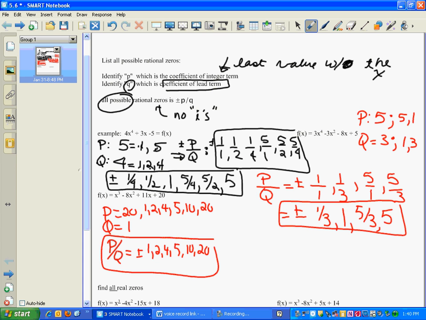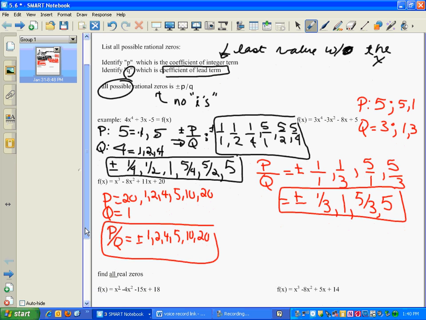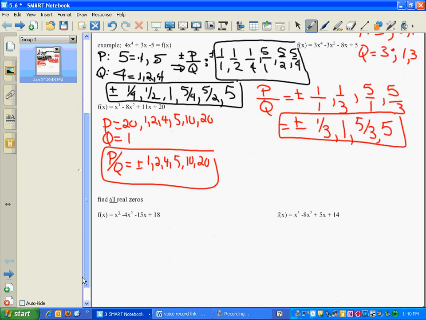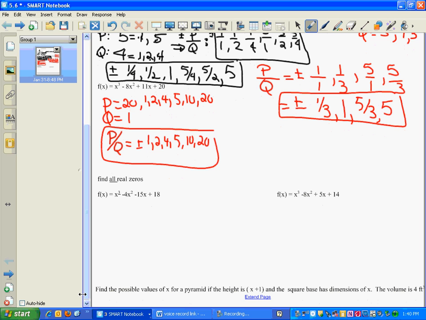So in this case, it's just the factors of 20, right? Because your Q is 1. All right.